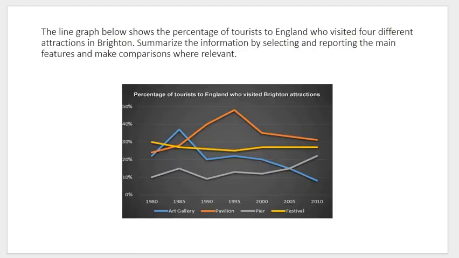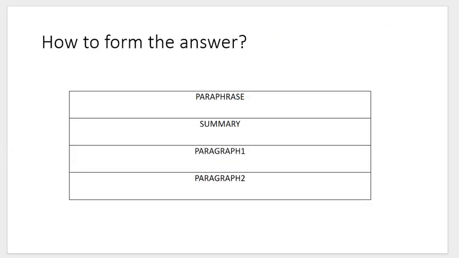Here is a question. The line graph below shows the percentage of tourists to England who visited 4 different attractions in Britain. Summarize the information by selecting and reporting the main features and make comparisons where relevant. First, when you get this question, observe the line graph carefully and form 2 groups. I will come back to this slide after telling you how to answer the question.